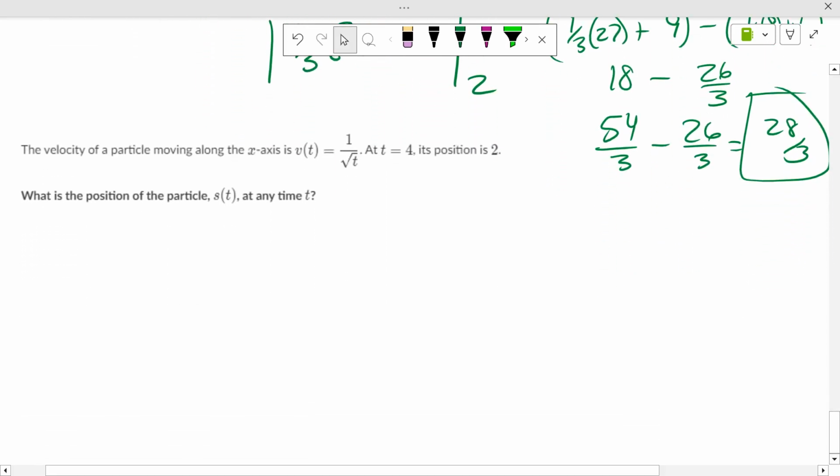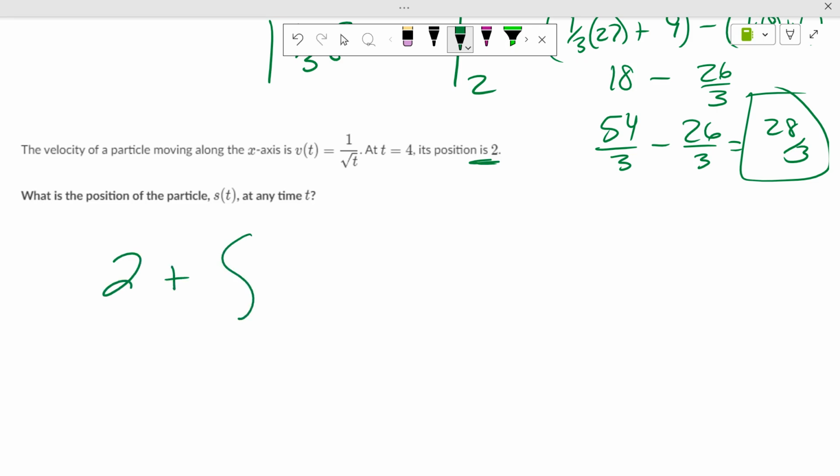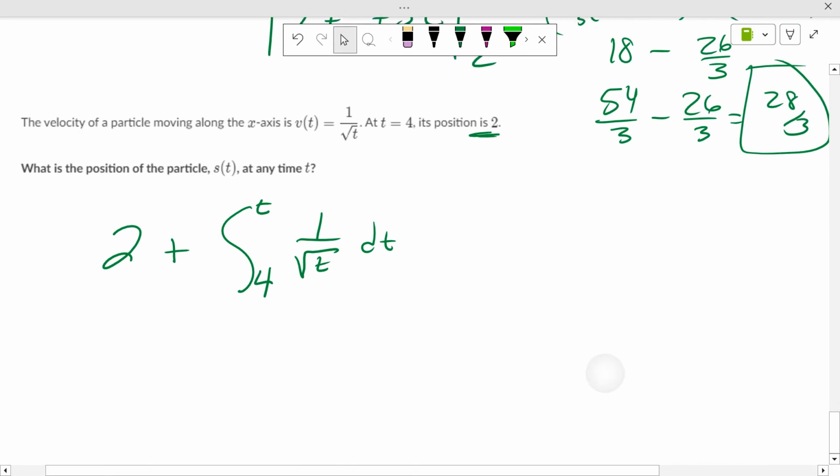Here it's looking for position. So what do we start with? We start with a 2 because that's the position at 4 seconds. And then we go the integral from 4 till t of 1 over the square root of t dt. I think that's where it would end.